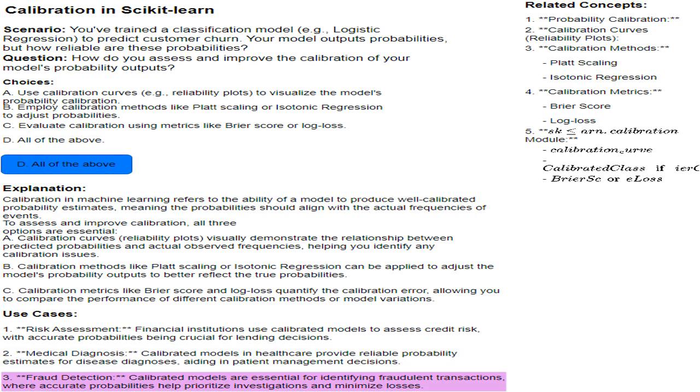Fraud detection. Calibrated models are essential for detecting fraudulent transactions. Accurate probability estimates help prioritize investigations and minimize losses by identifying transactions with a higher likelihood of being fraudulent. This allows organizations to focus their resources on the most suspicious activities and reduce the impact of fraud.